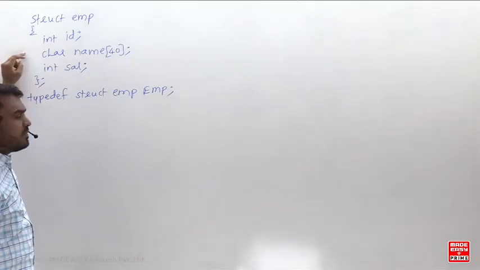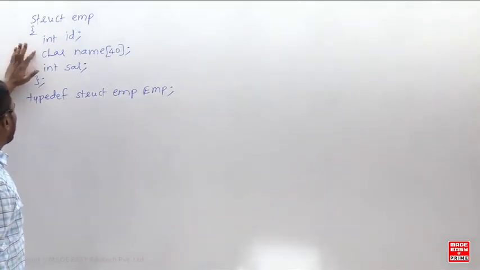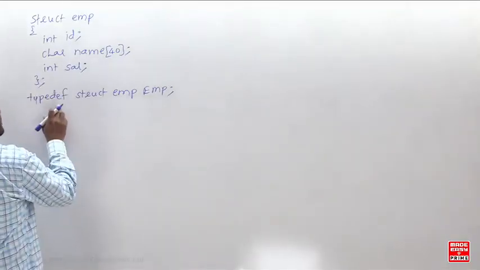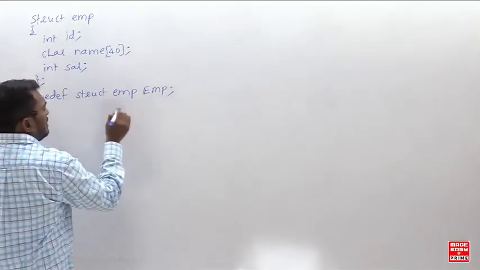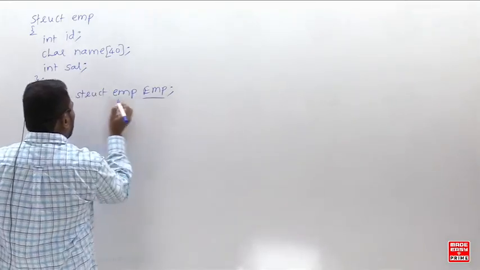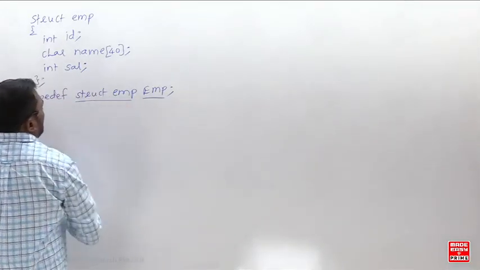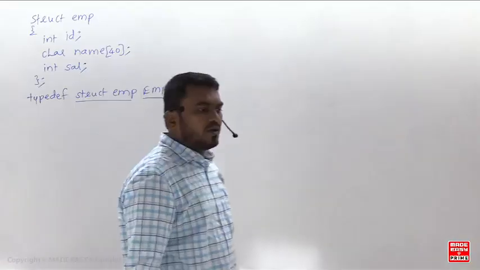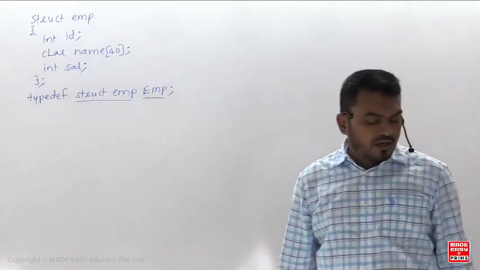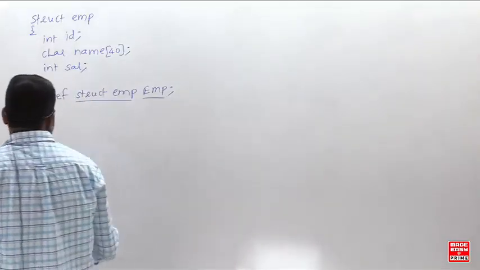You should have clarity in the terminology. So these are the member variables. So typedef struct EMP. Look here, what's the meaning of this typedef? Whenever you write this capital EMP, what will that be replaced with? Struct EMP. Is that clear?